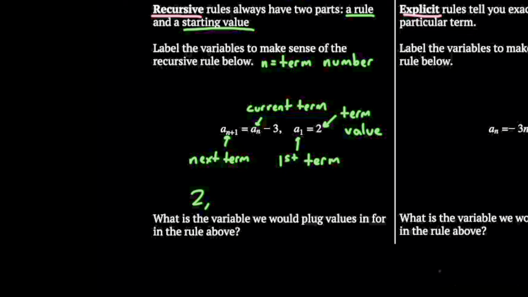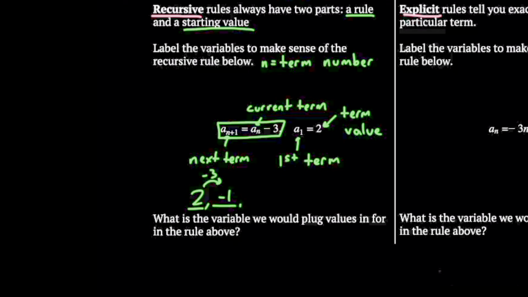And I just want to point out the difference between when I say term number and term value. So term number, that's like how far along you are in the list, and the term value, that's the actual value of the number in that list. So this is the rule. It's telling me in order to get the next term, take your current term and subtract 3 from it. So I have 2 currently. If I want to know the next term, I just take the current term and subtract 3 from it.